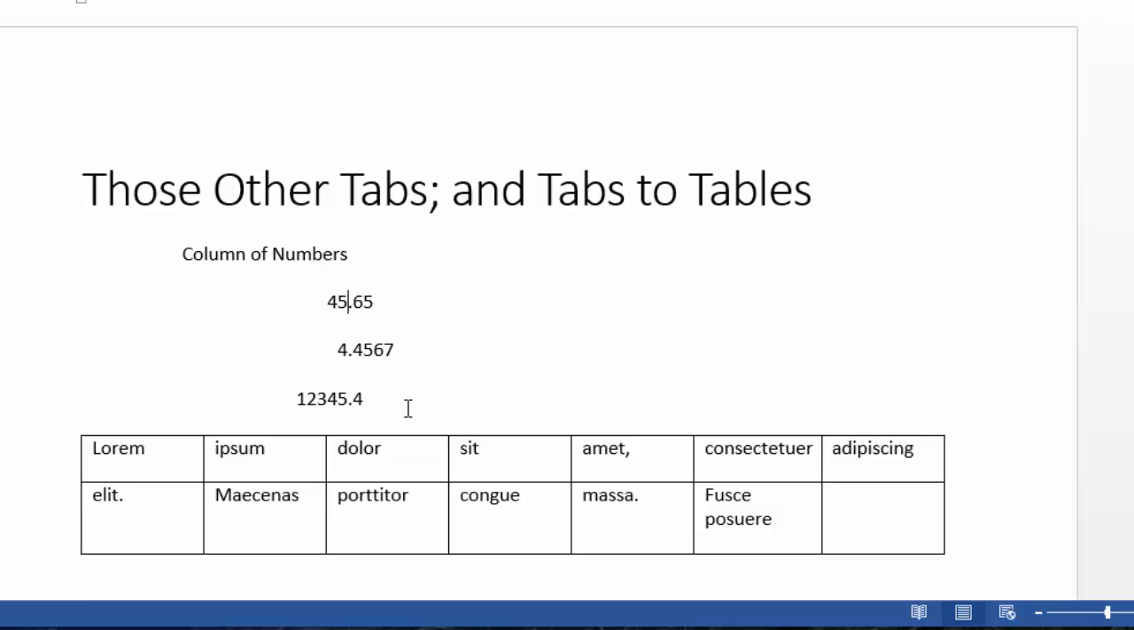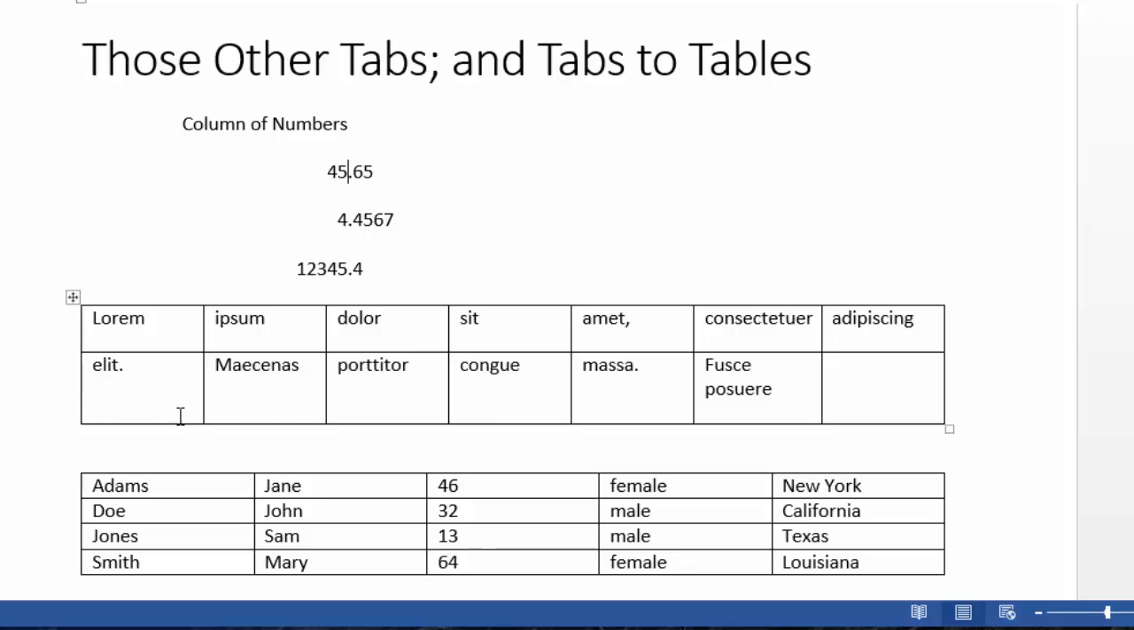So decimal tabs line things up by the decimal. A bar tab just gives you a vertical line separating, but better than that even is using a table to organize your data. Have fun.